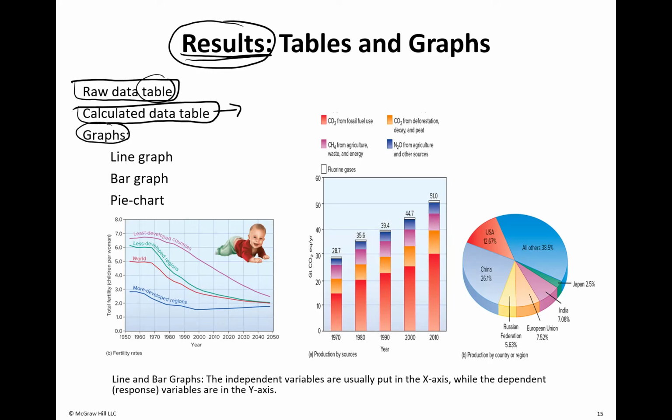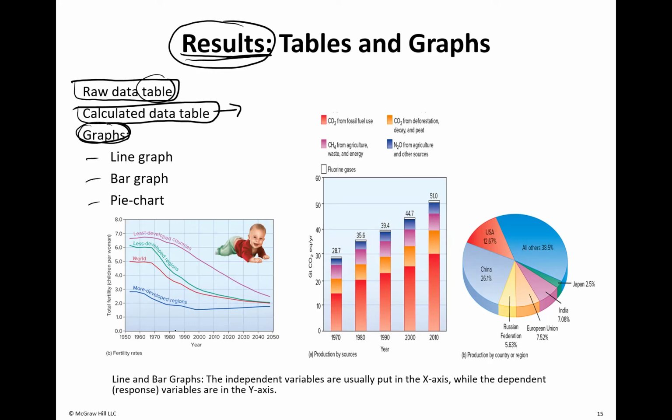The scientists can also put the results in a graph. There are several types of graphs that can be used: maybe a line graph, a bar graph, or a pie chart. These are three examples of graphs that scientists present. For example, this one over here. The first one is the line graph.